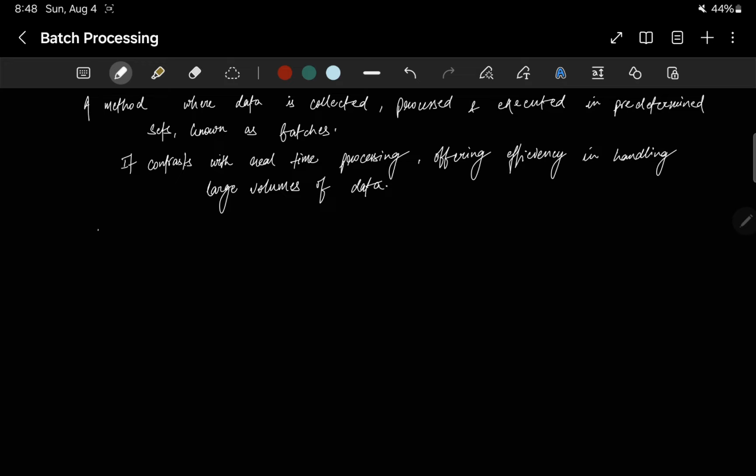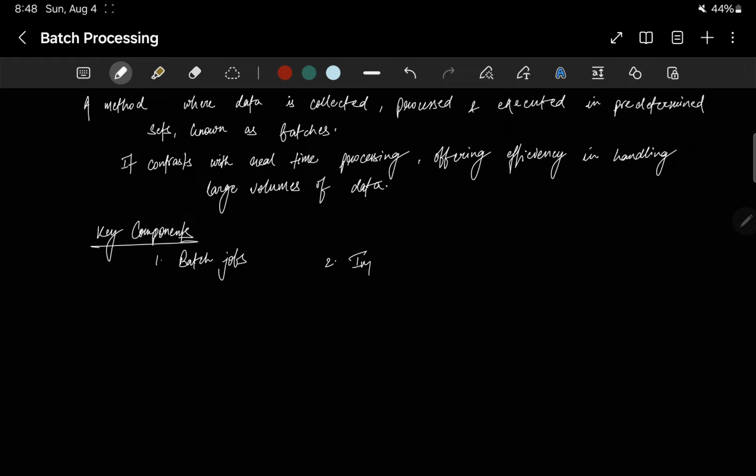So, what are the key components of batch processing? First one is batch jobs. Batch processing revolves around the concept of batch jobs, which represent a collection of tasks or processes executed sequentially. So, what is batch? Batch means it's a collection. Instead of processing one or two things at a time, we'll form a batch. So, batch jobs.